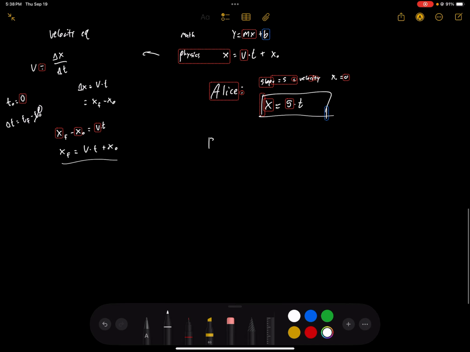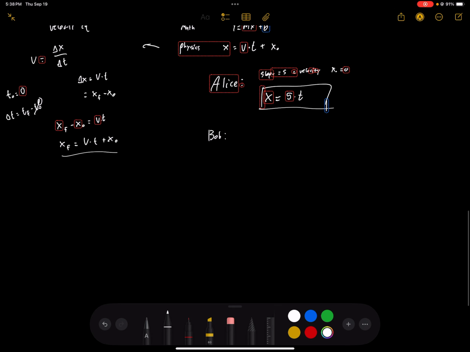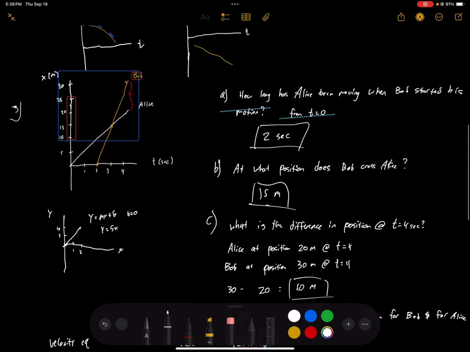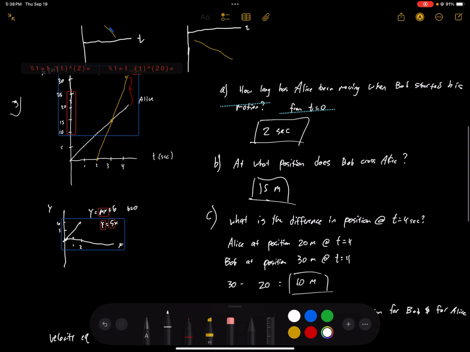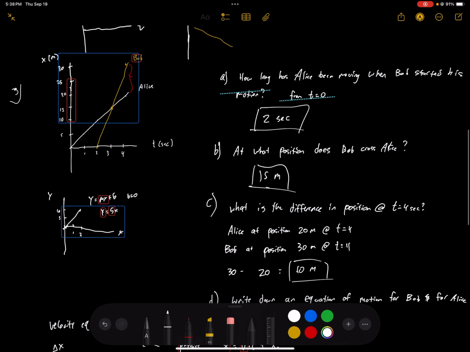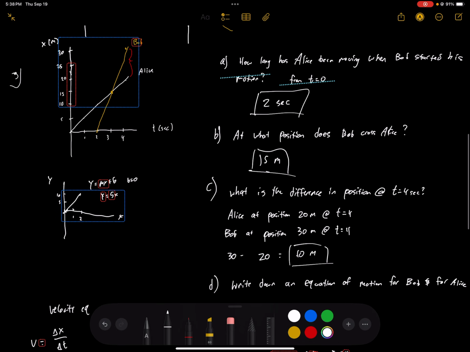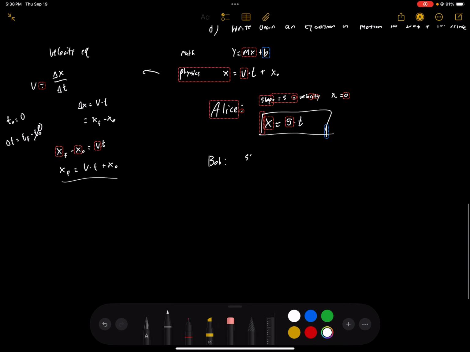Now for Bob, let's look at Bob. Again, same deal. We need to figure out what the slope is. The slope is his velocity. So the slope here, I see that it goes from 2 to 15 in 1 second, and then from 15 to 30 in the next second. So I have a rise of 30 over a run of 2. So in this case for Bob, the slope is equal to 15, and that's the velocity, 15 meters per second.